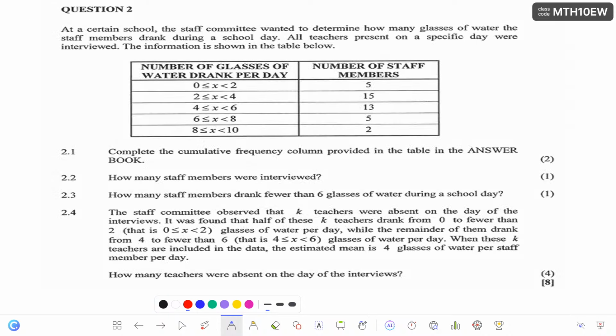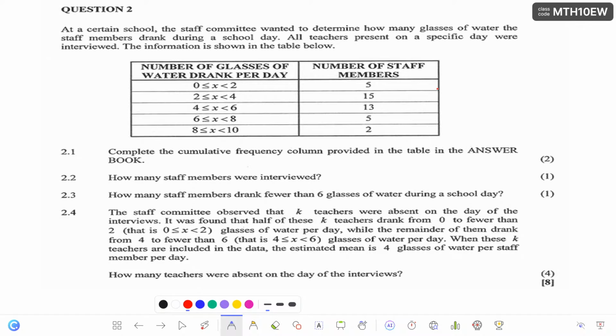Okay, here's question 2. They said at a certain school, the staff committee wanted to determine how many glasses of water the staff members drank during a school day. All teachers present on a specific day were interviewed. The information is shown in the table below. So we have number of glasses of water drank per day and the number of staff members. Question 2.1, they said complete the cumulative frequency column provided in the table in the answer book.